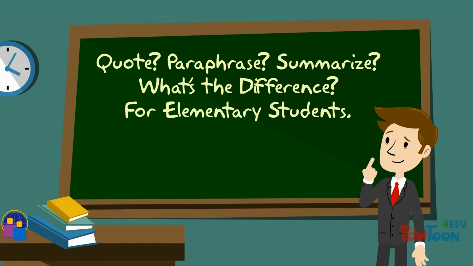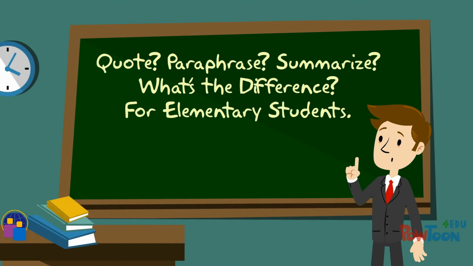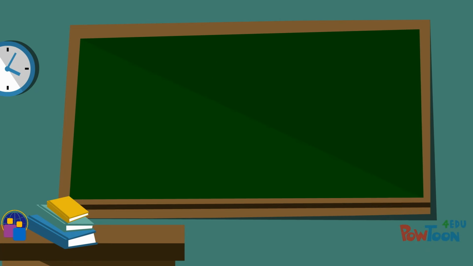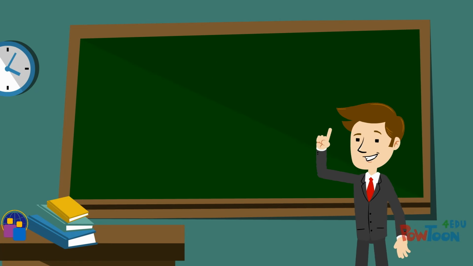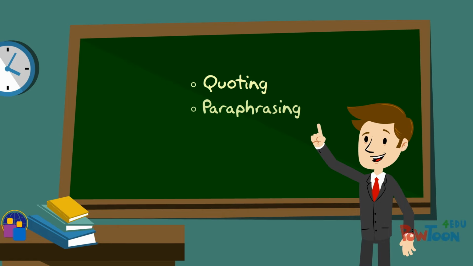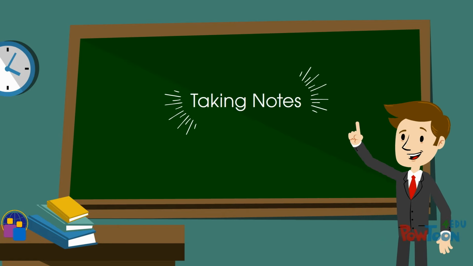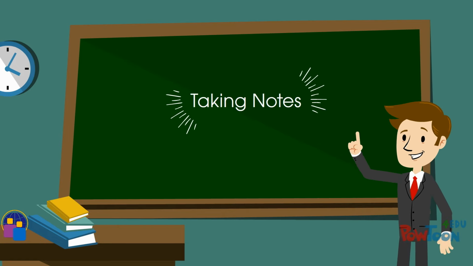Quote, paraphrase, summarize. What's the difference? For elementary students. When doing research, there are three main ways you can use the information you find: quoting, paraphrasing, or summarizing. The first step is to take notes from each of the sources you found.